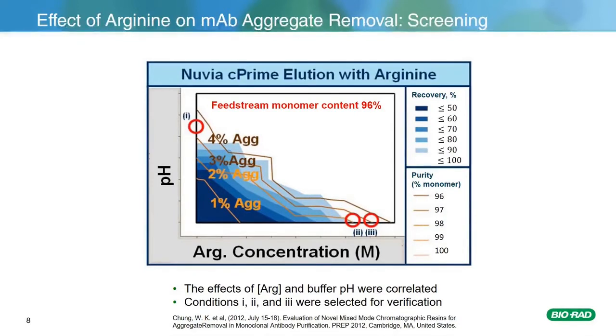The scientist decided to choose 3 conditions for further evaluation. For condition 1, the mAb elution was performed at high buffer pH without any arginine. For conditions 2 and 3, a lower buffer pH with different arginine concentrations was used.